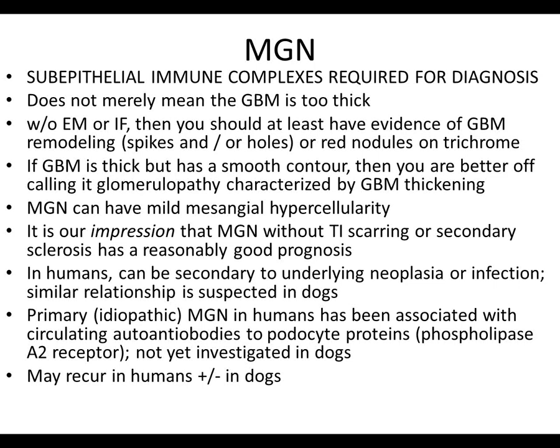If I'm unsure and I have just light microscopy, I simply call it a glomerulopathy characterized by glomerular basement membrane thickening. I don't go through with membranous because to me that is immune complex mediated disease. As Becca pointed out in her description, there is some mild mesangial hypercellularity in this particular case. We often see that in this disease, and that still is okay in membranous.